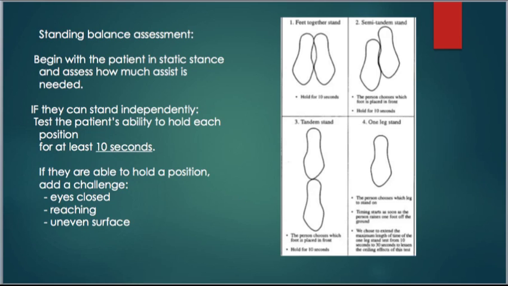The first step is to try to get someone to be able to hold their balance in a static, comfortable stance without assist. If they can stand independently, then you can test their ability to hold each of these positions shown for at least 10 seconds. You start with feet right next to each other. You move to semi-tandem, tandem stance, and then a single leg stance. Within each position, then you can again add similar challenges as to when you were in sitting. You can ask them to hold a specific position with their eyes closed while reaching for an object or on an uneven surface.